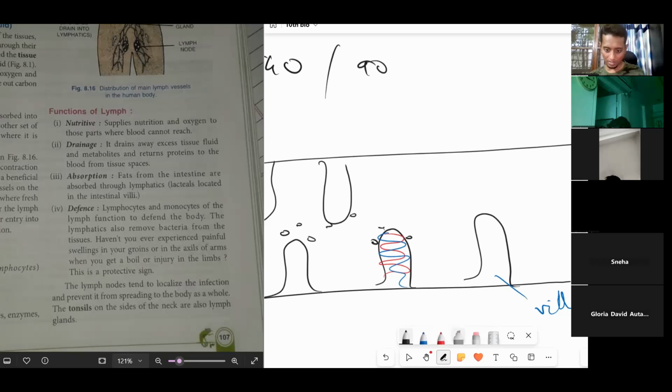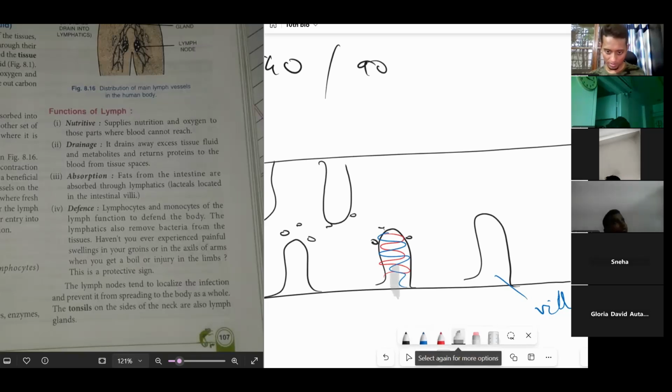Now there's another small thing inside this. It's called the lacteal that also enters into this villus. The lacteal's work is to absorb fats. Okay. So fats are not absorbed into the blood. Fats are absorbed into the lacteal. And the lacteal is part of the lymphatic system.